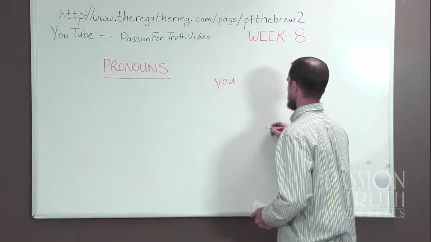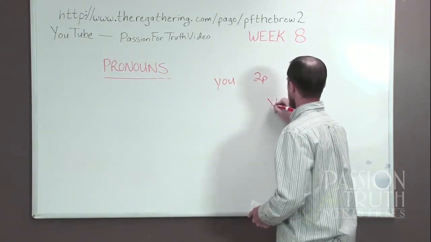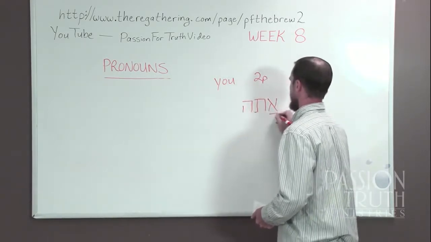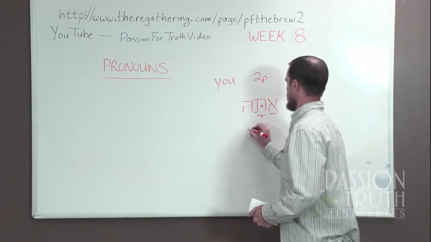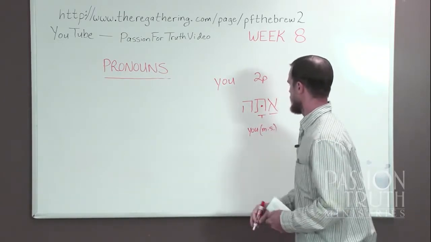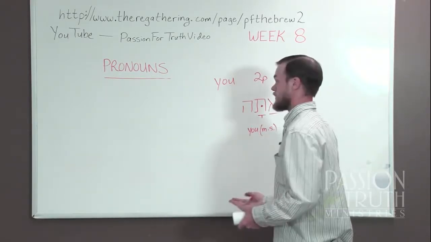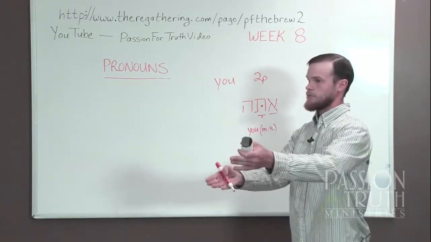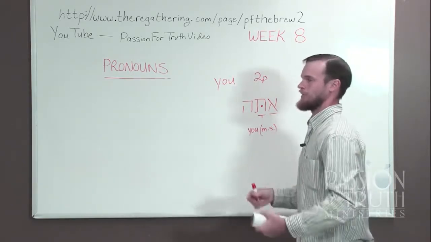The masculine singular is ata. So this is you, masculine singular, referring to a single man, well, not necessarily, he could be married, but just one of him. You. Ata. Actually, ani, but you would call me ata.